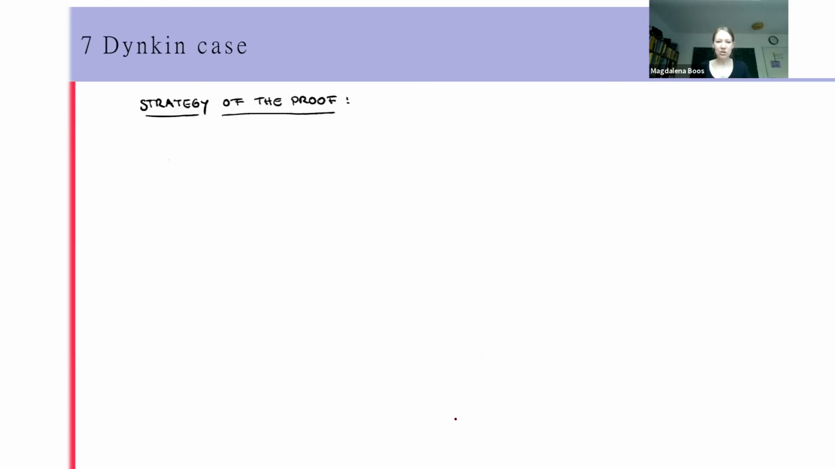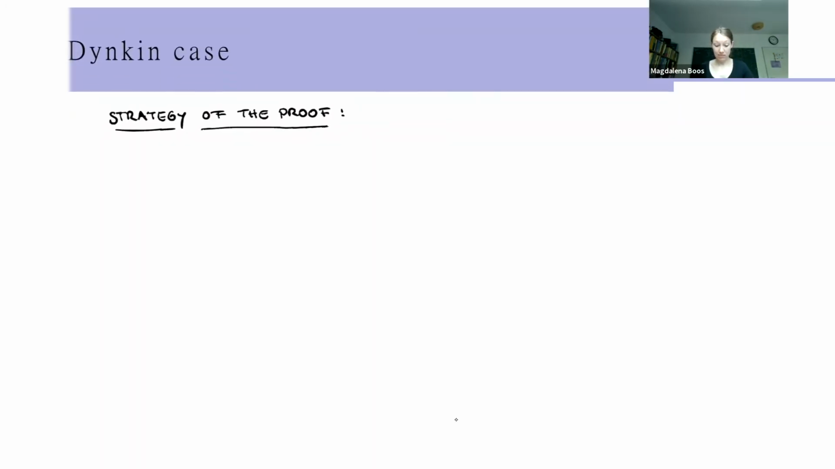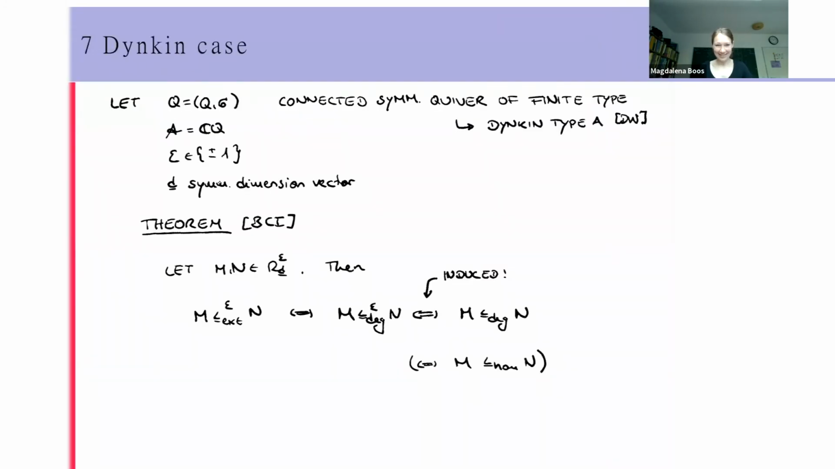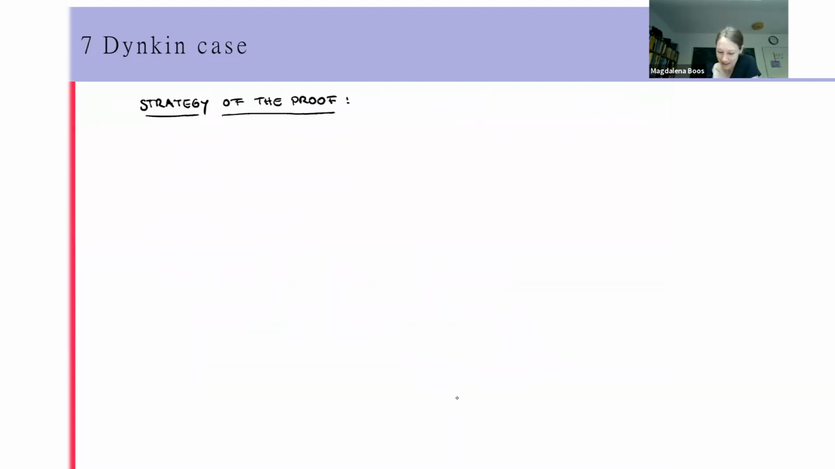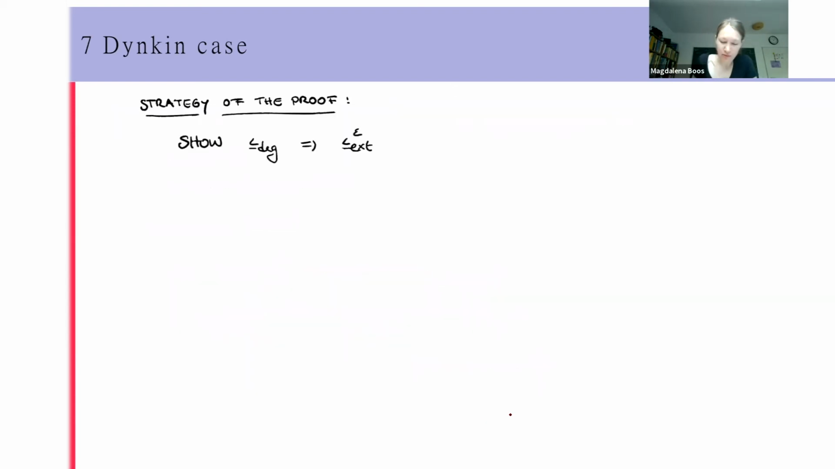And the strategy of the proof is, okay, now it works, sorry. We need to show that if we have a type A degeneration, then we have an epsilon extension. So that's the only thing left. If we have this, then we have this. So that's done. That's always clear. So we have to go back. And that's what we do. So if we have a degeneration, we have to show that we have an epsilon extension.